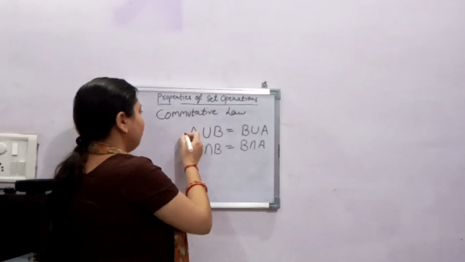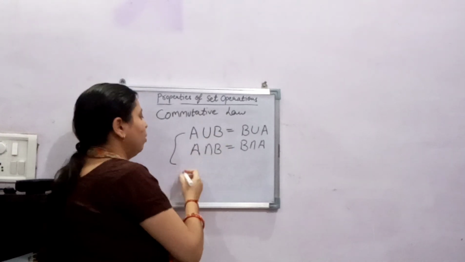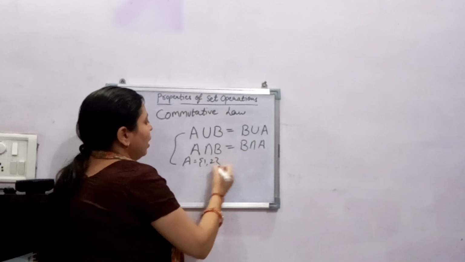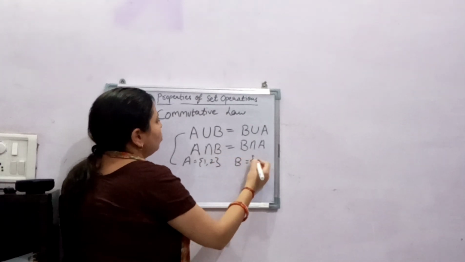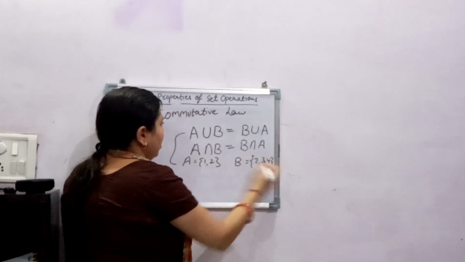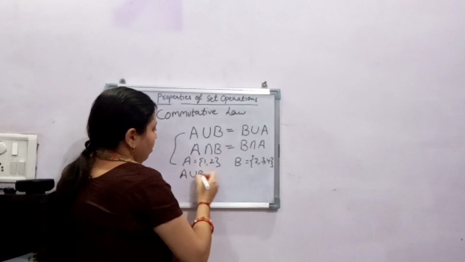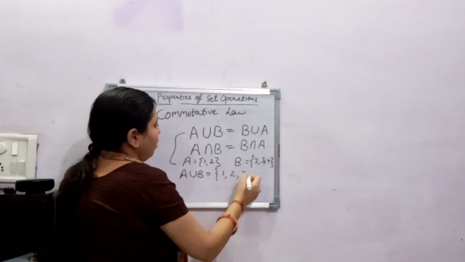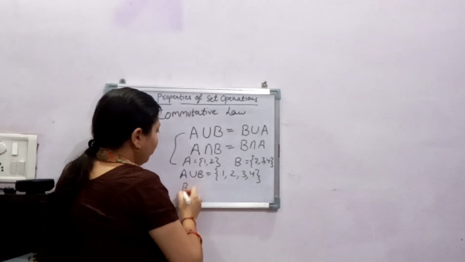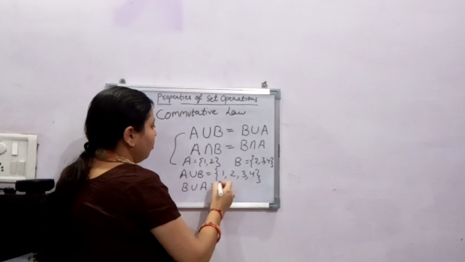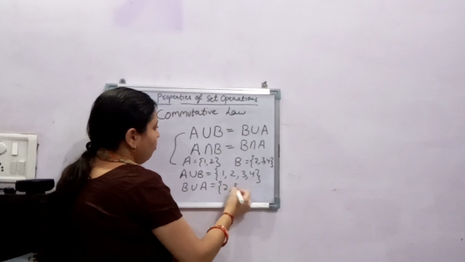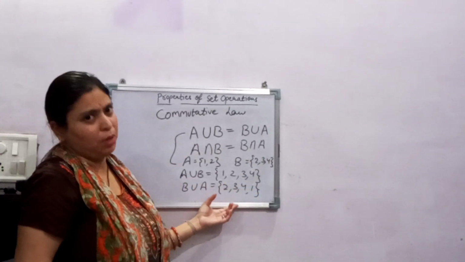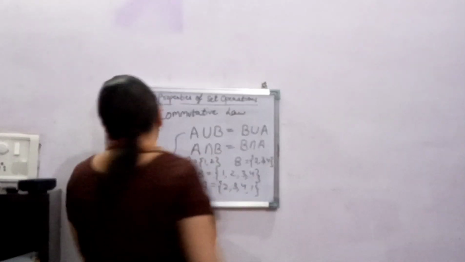For example, I'm solving only one of them. Suppose A is {1, 2} and B is {2, 3, 4}. Then A union B means the elements from both the sets, which are 1, 2, 3, 4. Also, if you do B union A, the elements from both sets are 2, 3, 4, 1. Whether you write it like this or this, it means the same. So these are commutative laws.